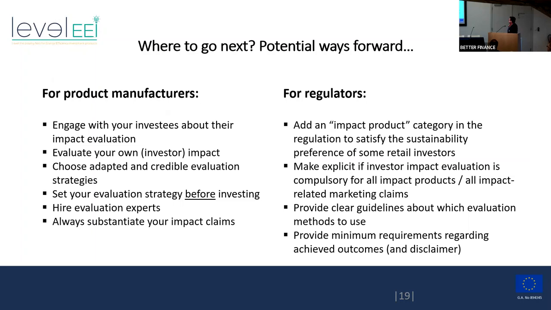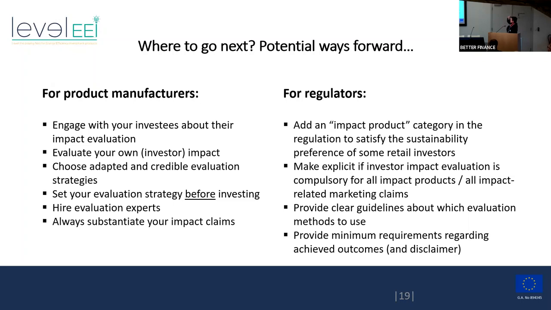So for product manufacturers, it's important to engage with your investees because you need data. Even if you have very, very sophisticated evaluation methods, you still need to ground them on data. So you have to engage with your investees so that they can provide the data. And that would be useful for your own evaluation, but also for the following impact investors, because they could access the data.